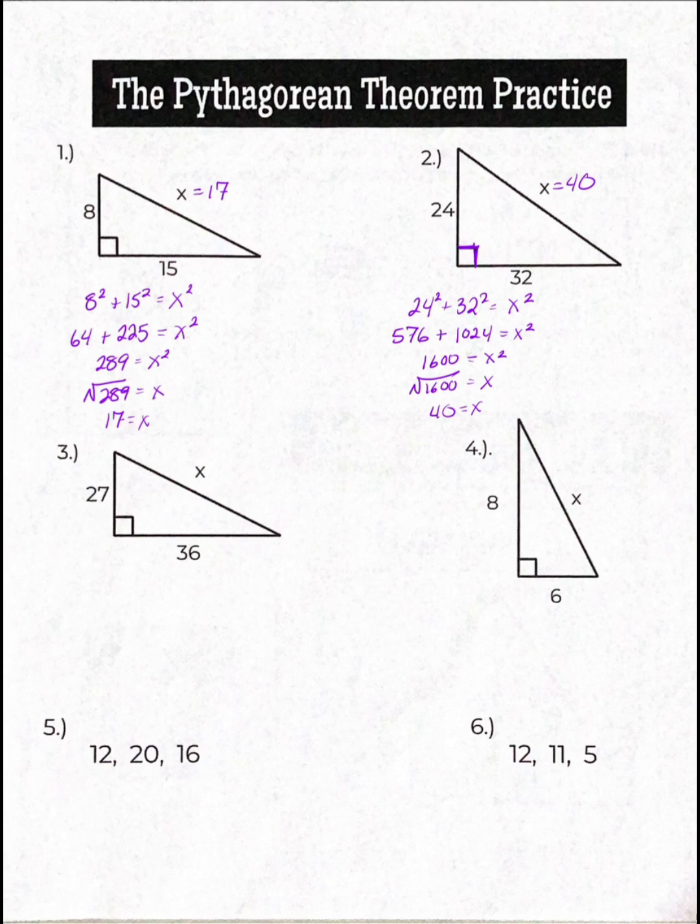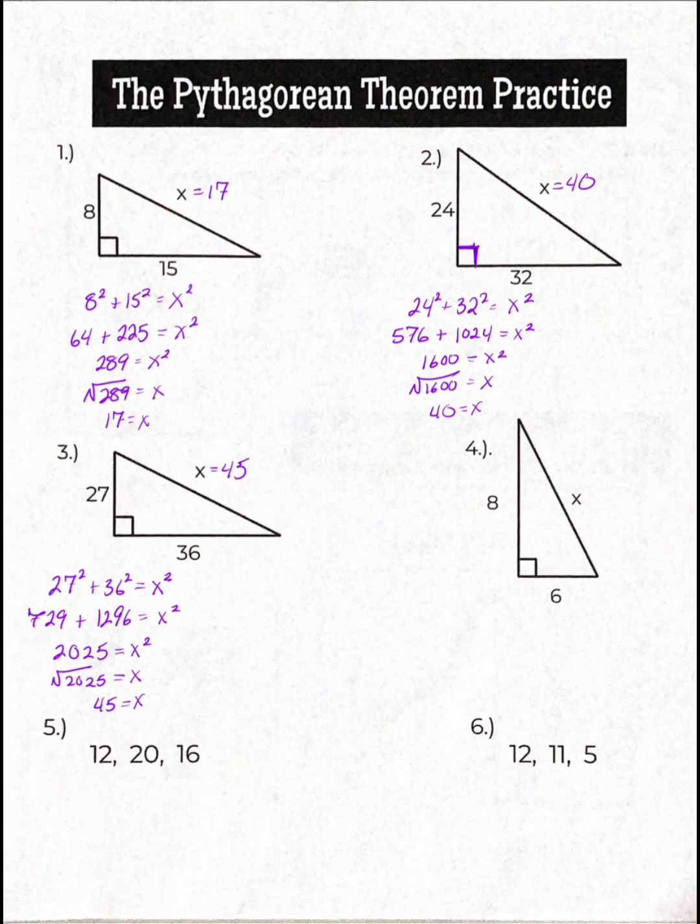Number 3, same thing. It's got the square showing it's a right triangle. So leg 27 squared plus leg 36 squared equals hypotenuse x squared. 27 squared is 729 plus 36 squared, which is 1296 equals x squared. Add those two legs together to get 2025 equals x squared, and then take the square root of 2025 to figure out what x is, and we find out that 45 equals x. So this x equals 45.